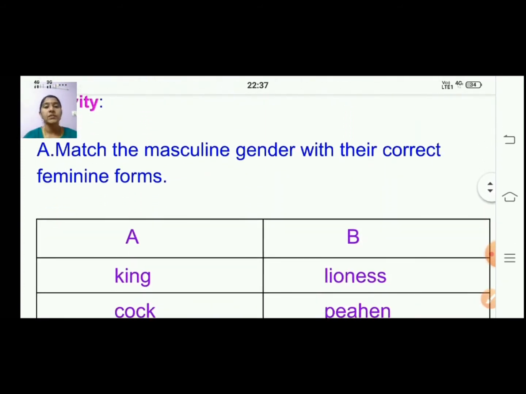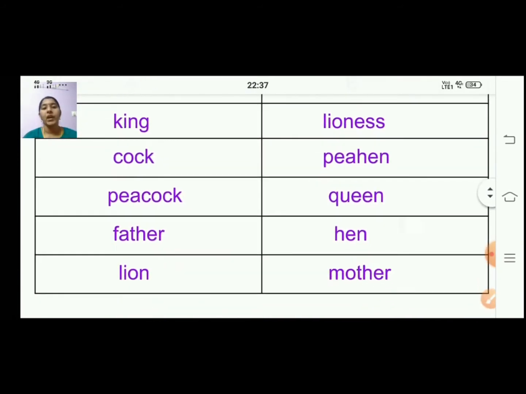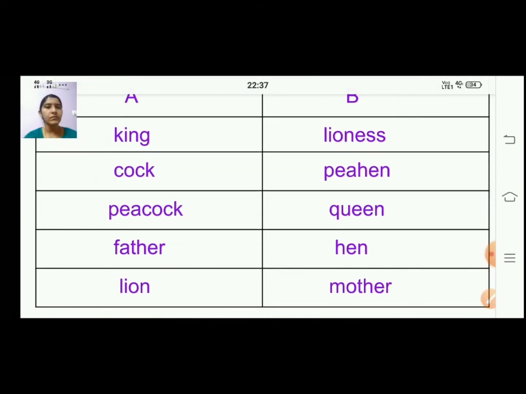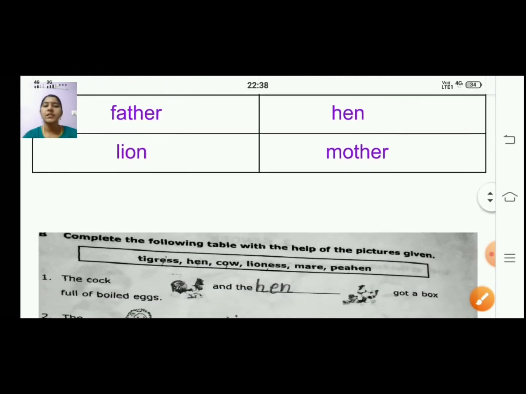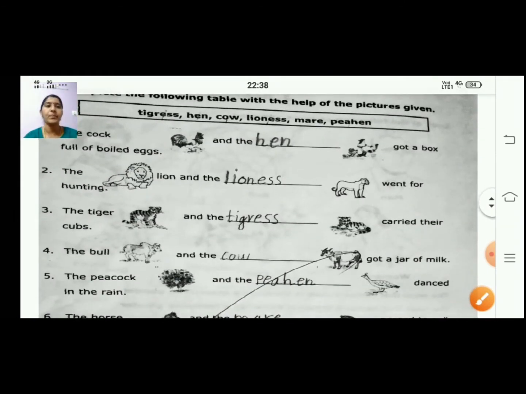Then we did this activity where you have done some matching, right? Hope you all remember that. So king will be queen, cock will be hen, peacock will be peahen, father, mother, lion and lioness, right? Since it's a recap, I'm just doing it very fast because you already know this. The next thing we saw was filling up the table. You have a table there. We have to fill up the blanks from the given clues, right?